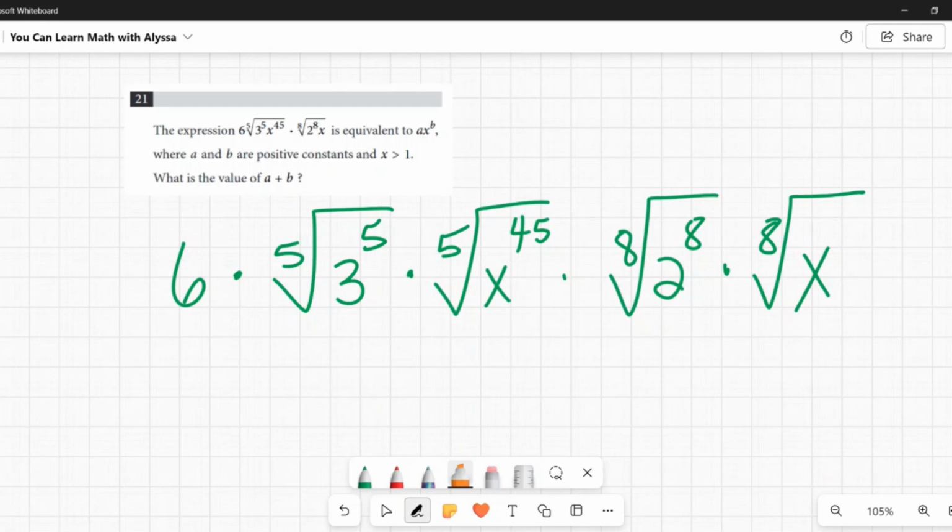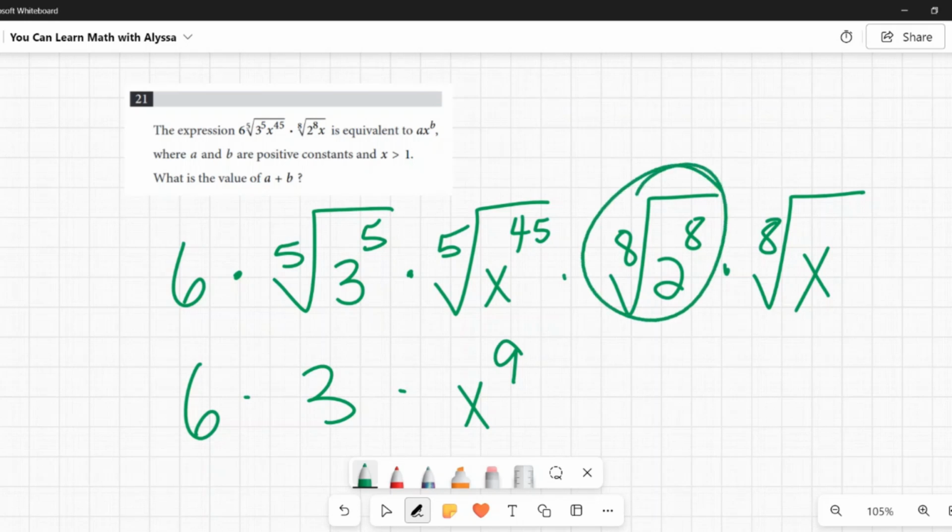First, I have the 5th root of 3 to the 5th. That's just 3. Bring my 6 down. The 5th root of x to the 45. Remember, it's how many times does 5 go into 45? And then that comes out, remainder's left behind. 5 goes into 45 9 times, no remainder. So x to the power of 9. Then the 8th root of 2 to the 8th is just 2.